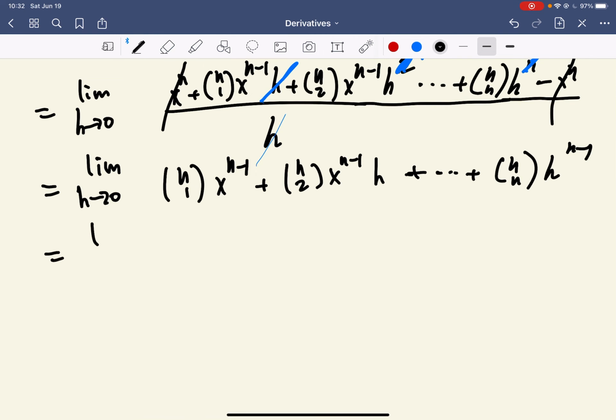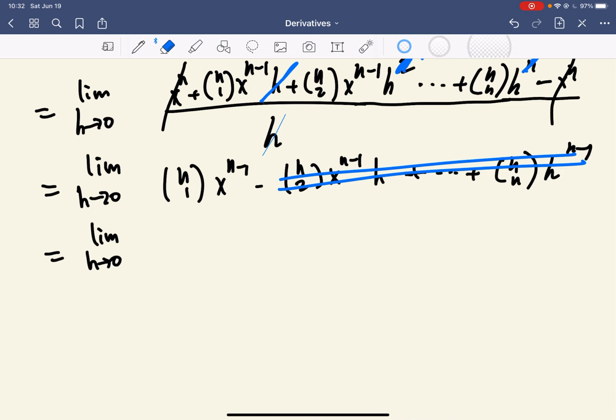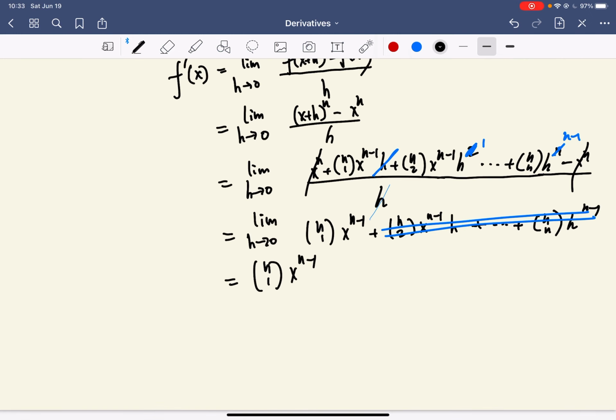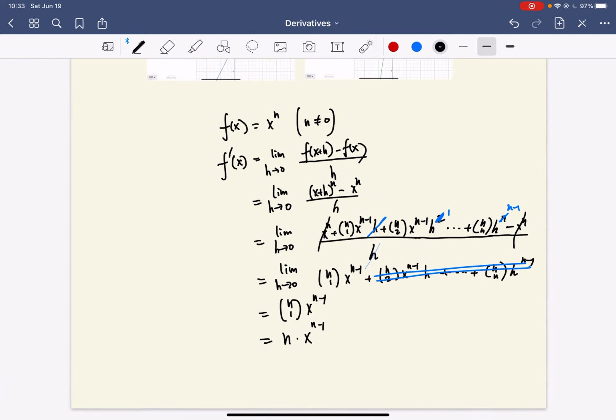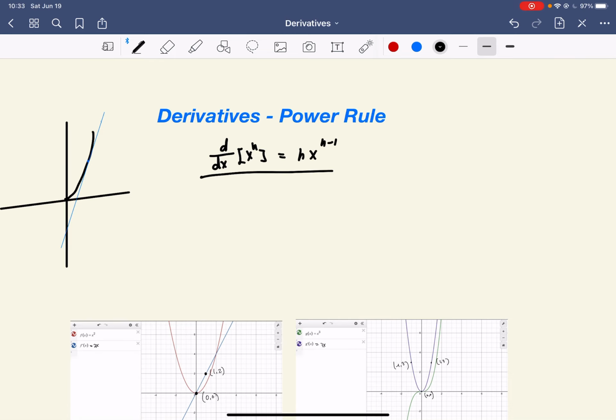And we notice that we are taking the limit as h approaches 0. So any terms with h will just go to 0. All of the terms after the first will vanish because they are multiplied by at least one h. Then there's no h in this term, so we can simply get rid of the limit and say that it would be n choose 1 times x^(n-1), which obviously will just be n times x to the n minus 1, which is exactly what we have over here in the power rule.